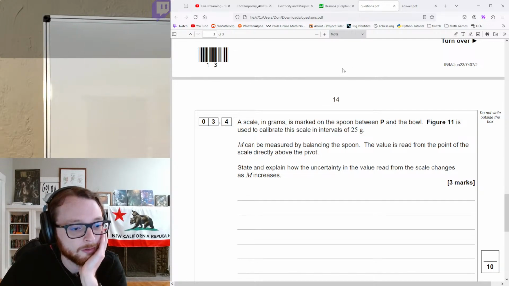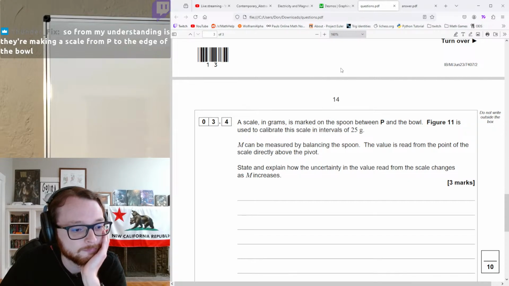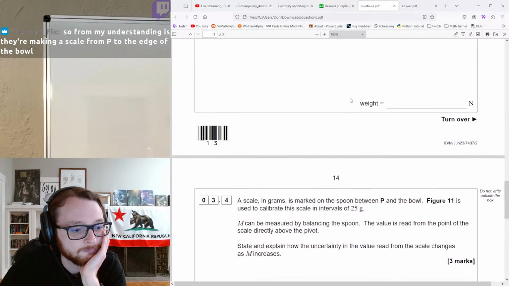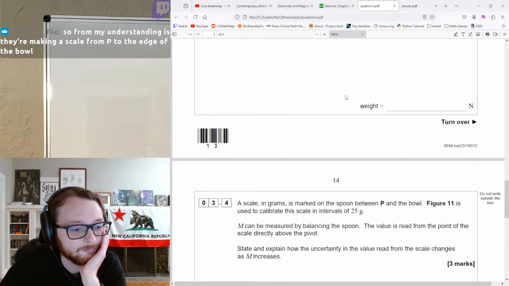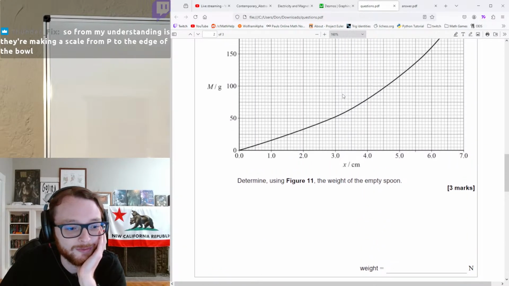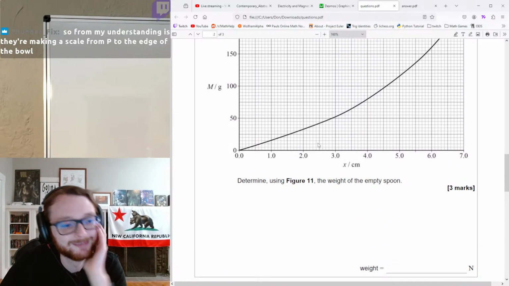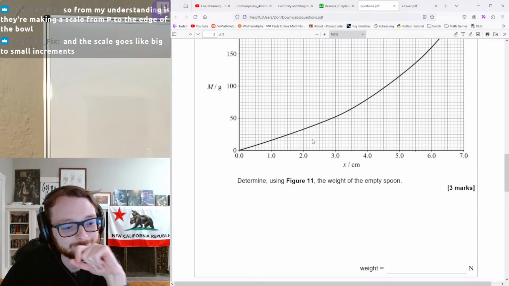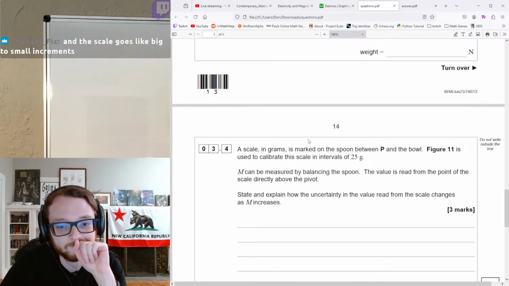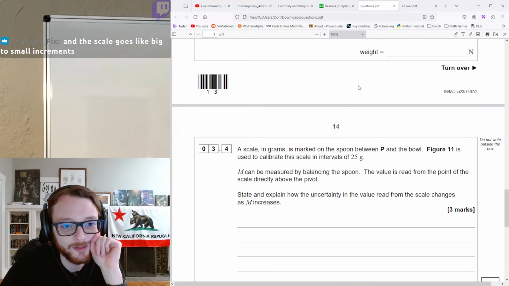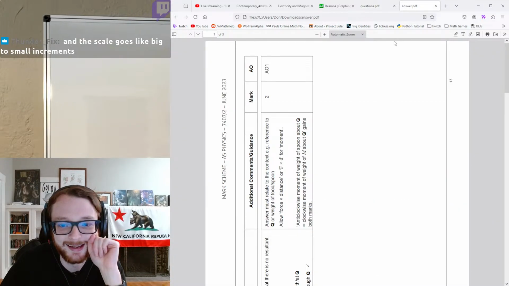Scale from P to the edge of the bowl. Oh, that's weird, integration by parts. They make you just count the squares. This might be one where I need to read the answer and then reverse engineer what they were asking.